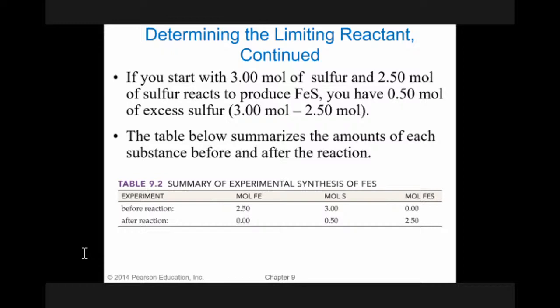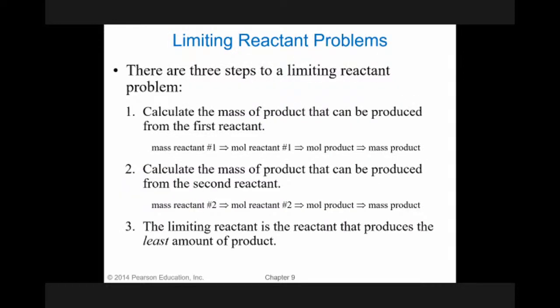Now, after the reaction, what happened? You don't have any more iron, but you got 0.5 mole of the sulfur. Now you've made FeS, 2.50 of FeS. Do you see that there? All right. So now we come to the real problem.